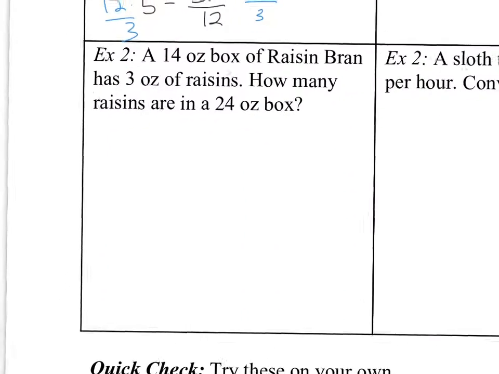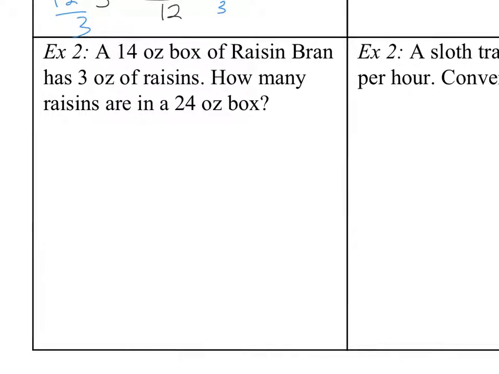Okay, this is a situation when you can use cross multiplying. A 14-ounce box of Raisin Bran has 3 ounces of raisins. How many raisins are in a 24-ounce box? When you're putting the raisins into Raisin Bran, the raisins are going to be proportional. That means the ratio in a 14-ounce box is going to be the same as the ratio in a 24-ounce box. So I'm going to do 14 over 3 equals, and the question is how many raisins, so that's going to be my variable. Because I have raisins in the denominator in this one, I'm going to put raisins in the bottom over here.